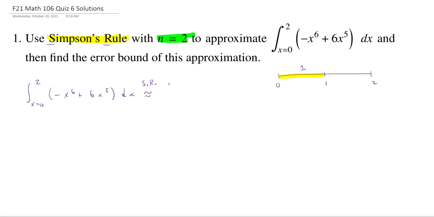Okay, so I'm going to take 1, and then I'm going to divide it by 3. And you say, why are you dividing by 3? Well, you have to go back to the derivation of Simpson's rule, and if you want, you can go check out my video on that. I'll put a link to it in the description.